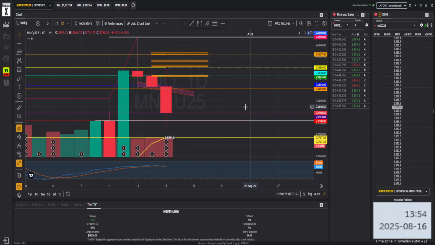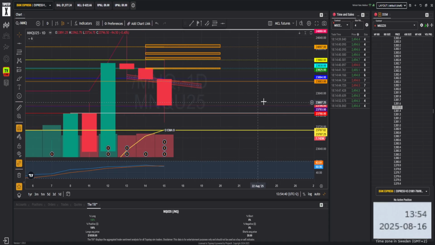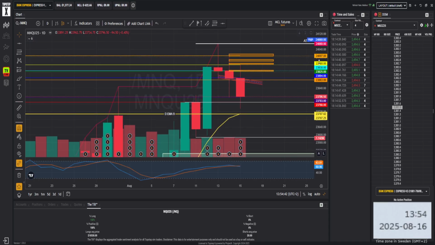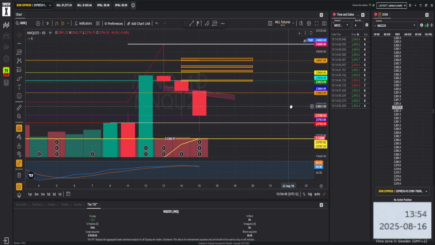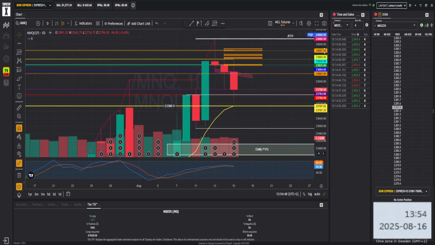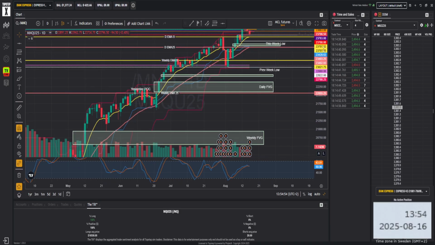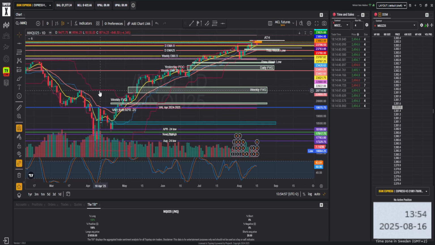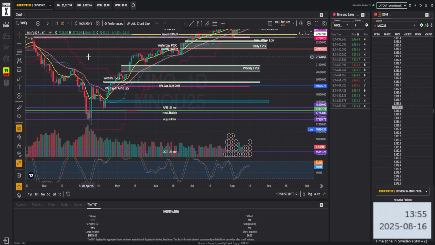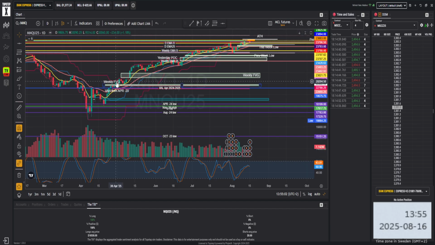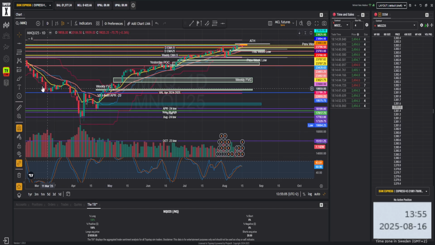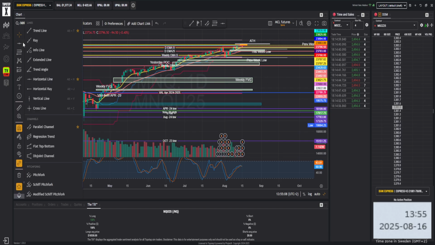I'm going to do a daily and weekly analysis of MNQ and MGC, Nasdaq and gold. So we're going to start with the Nasdaq, the MNQ. This is the daily chart. What do we have? We have a very long rally since April. Very long.